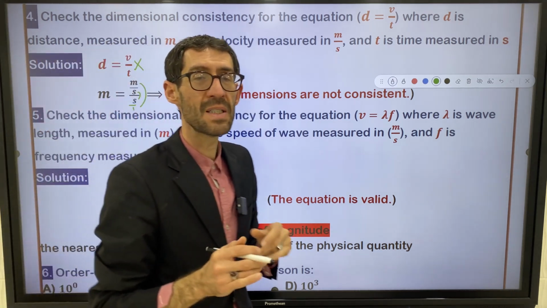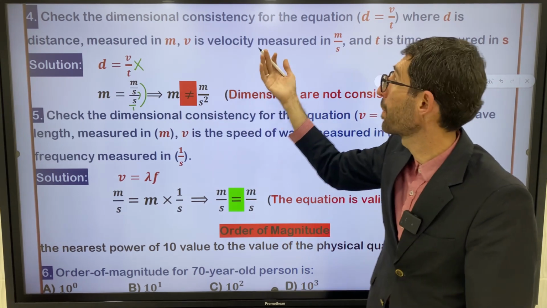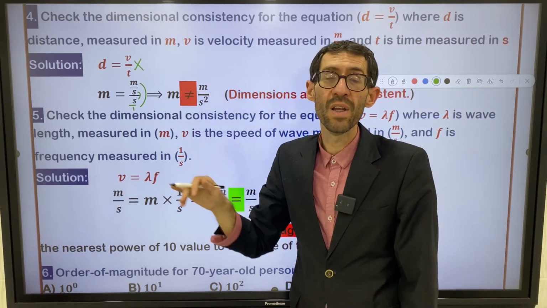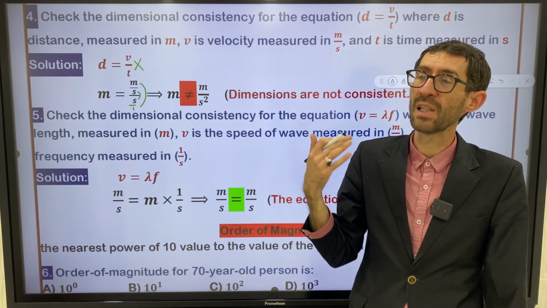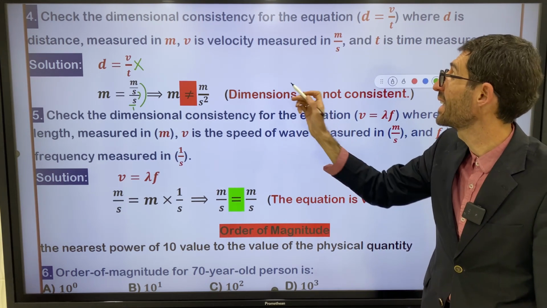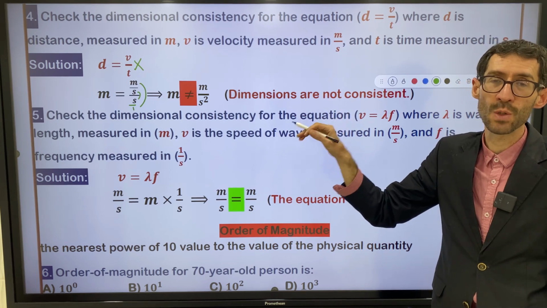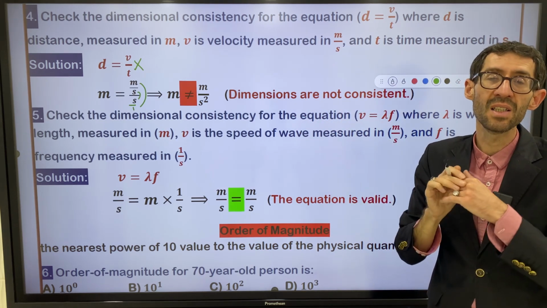Have you ever noticed any number? There's no number here. We only deal with symbols. We deal with units only. That's why we say dimensional analysis. We focus on dimensions. We focus on units, not numbers.